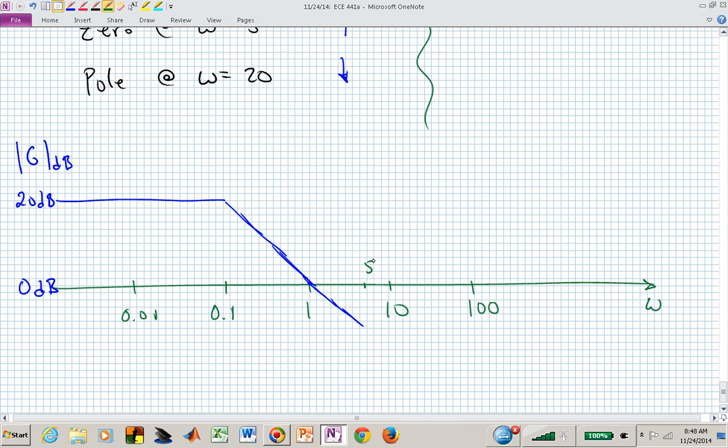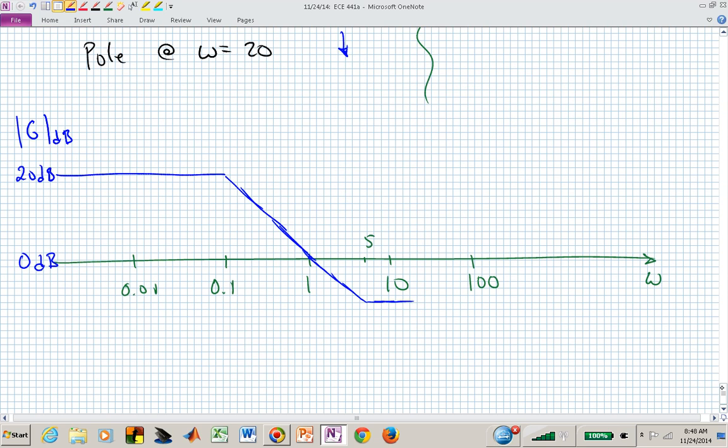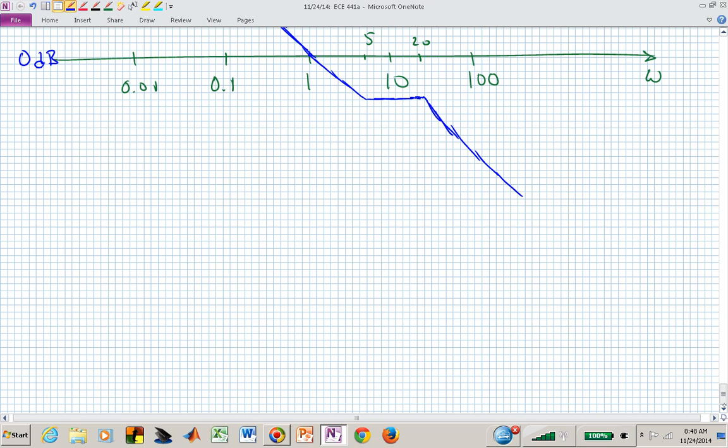And at 5, I now go up, or I change my slope by plus 20. Now I'm going to be flat until I reach 20, and 20 is 30% of the distance between 10 and 100. So now I say there's 20. And now what happens at 20? Now I go down again in slope, and there's my magnitude curve. Is that okay? Then I can do my phase curve.